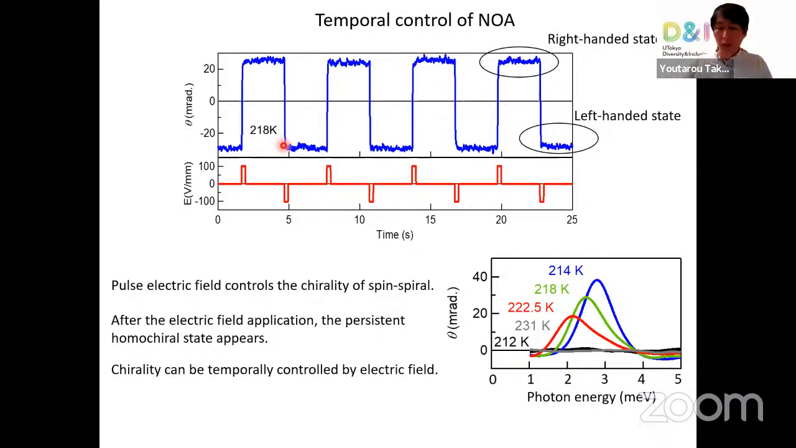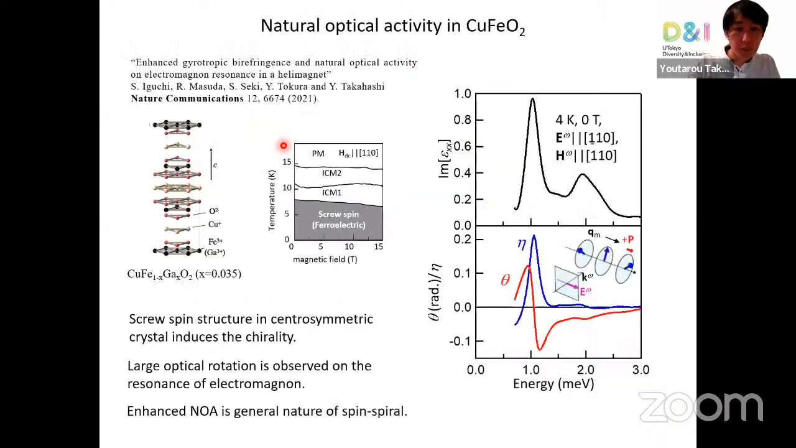And so this chirality or optical activity of the spin spiral state does not depend on the material. So we demonstrate this natural optical activity in other systems.